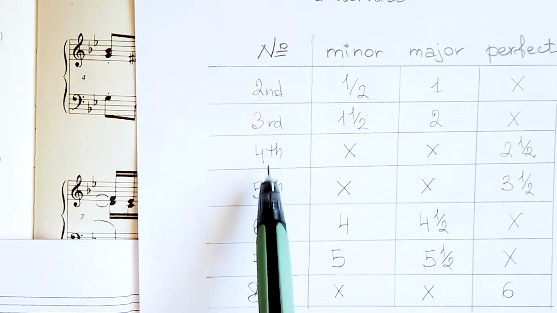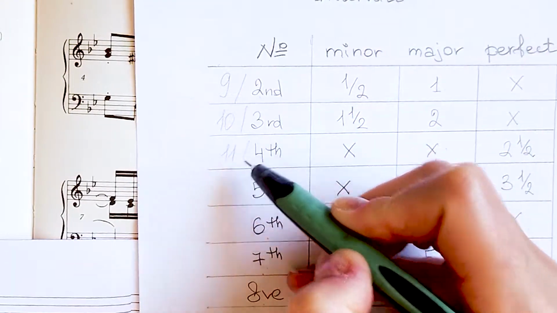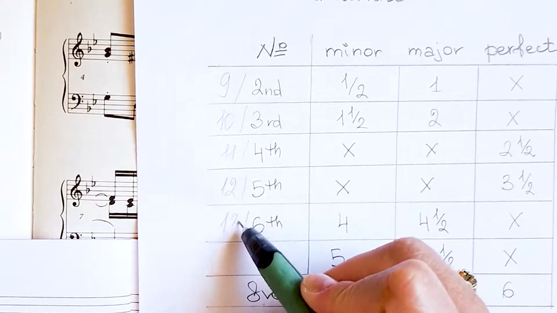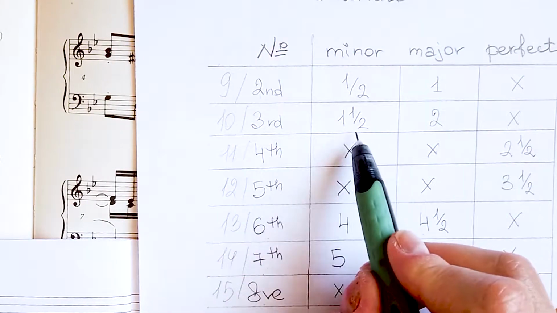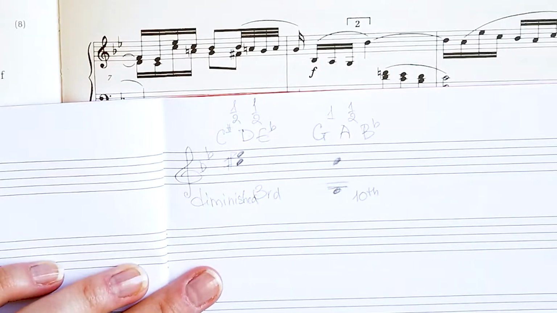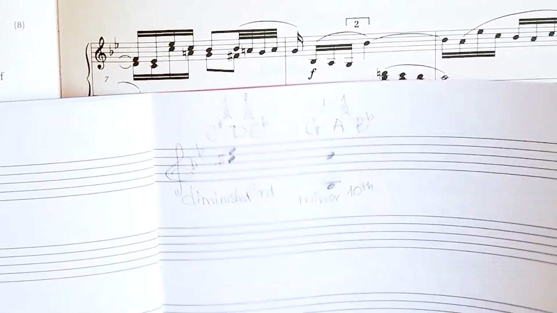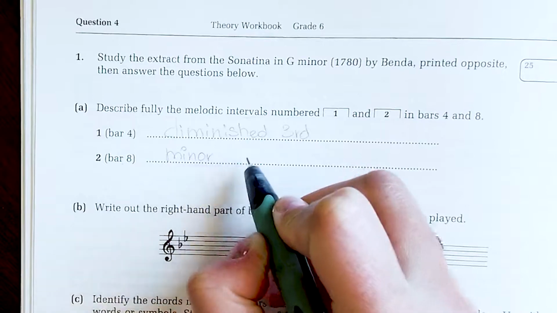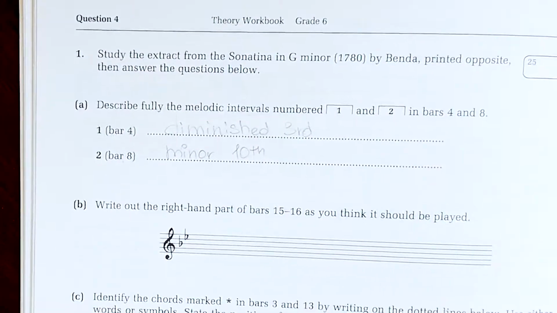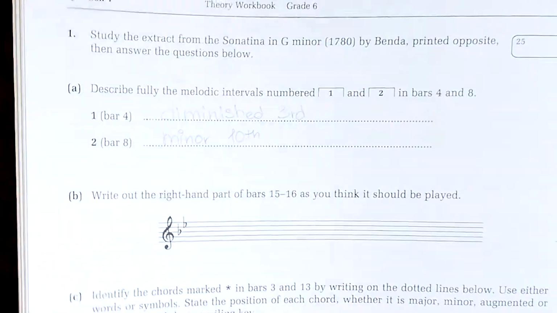So let's repeat which one is equal to which. 9, 10th, 11, 12, 13th, 14th, and 15th. Okay, so the 10th is equal to the third, and it's a minor 10th. And we have to write it here. Minor 10th.